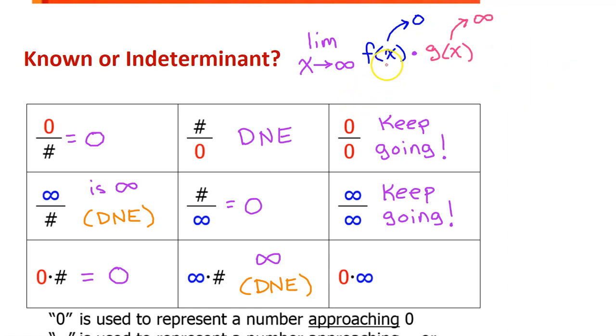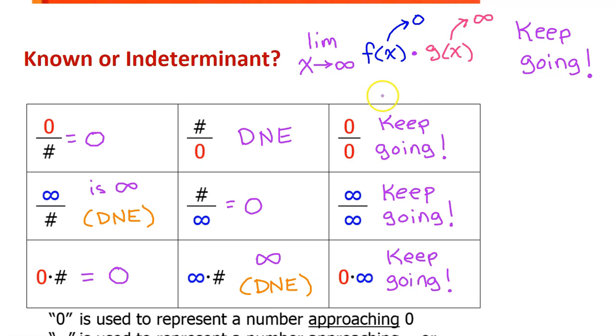But what if one factor is approaching 0 while the other factor is approaching infinity? This actually tells us nothing about the limit. You have to keep going using other techniques. You might be thinking, well, 0 times any number is going to be 0, so your guess might have been that the limit would be 0.